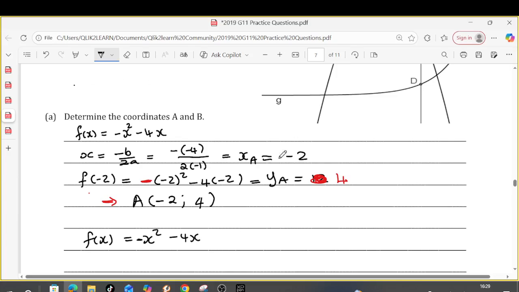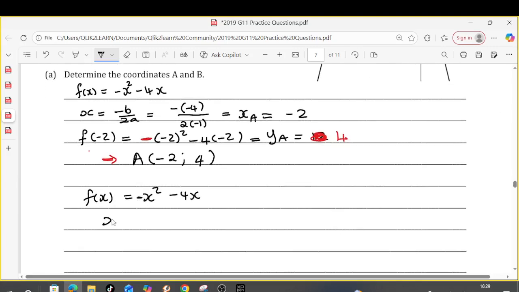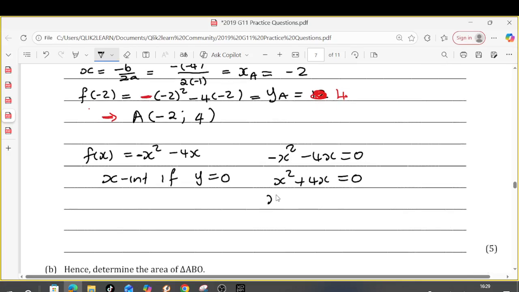Now we can find the value of B using the x-intercept. We find the x-intercept if y is 0. So I'm just going to take the minus x squared minus 4x equated to 0. So what I'm going to do next, divide everything by negative, equate this to 0. Now let's take out x as a common factor. It will be x times x plus 4, equal to 0. What is x equal to? 0, or x is equal to minus 4.